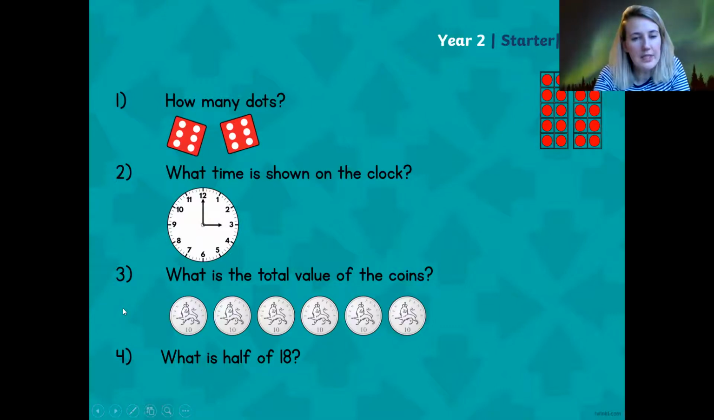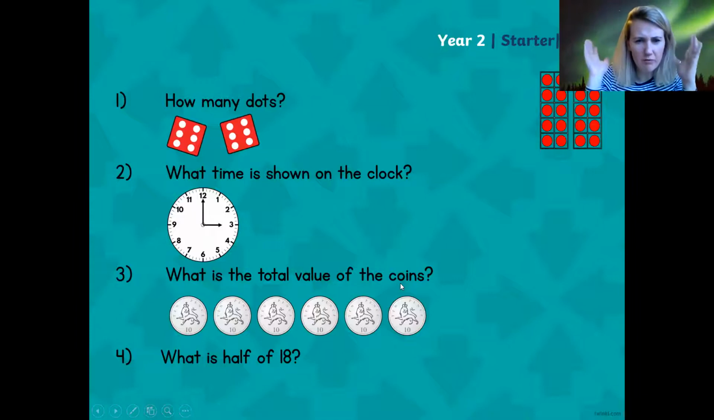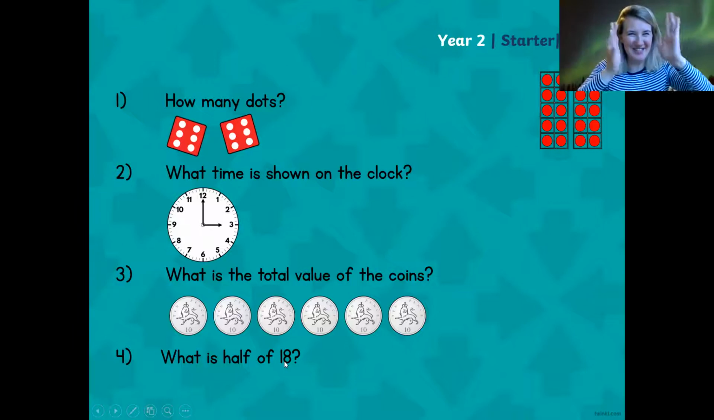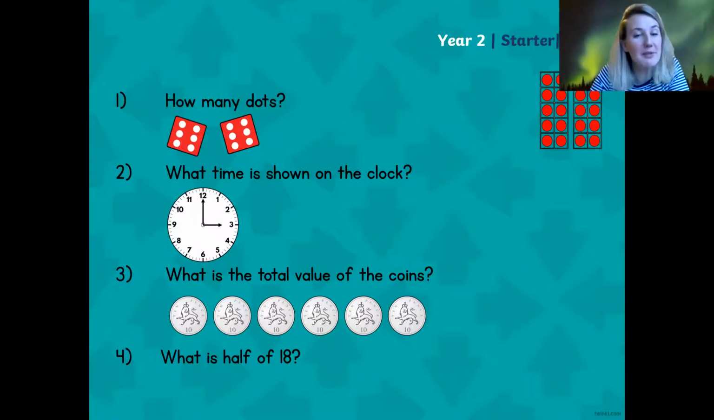Question three, what is the total value of these coins? Right, okay, so question four, what is half of 18? So if you need to pause me, look how my hands move, right? If you need to pause me, then go ahead. You ready? Because I'm going to click for the answer. So pause me, get your answers down, and then press play again.